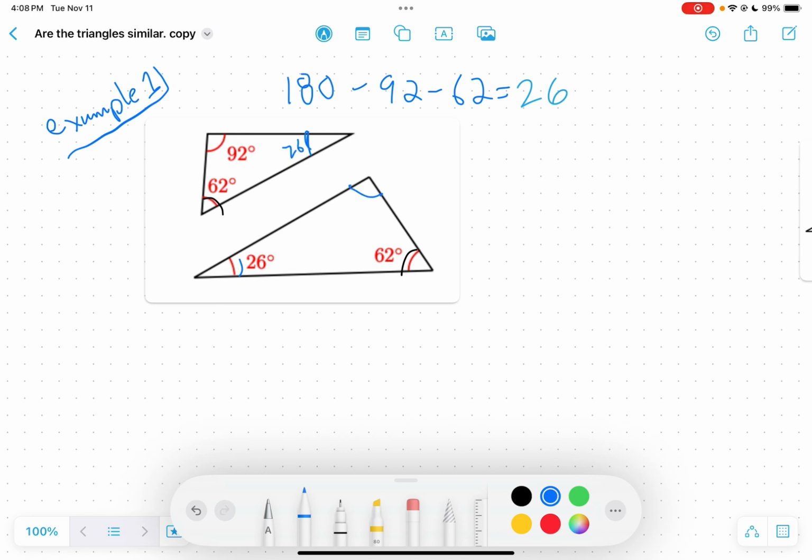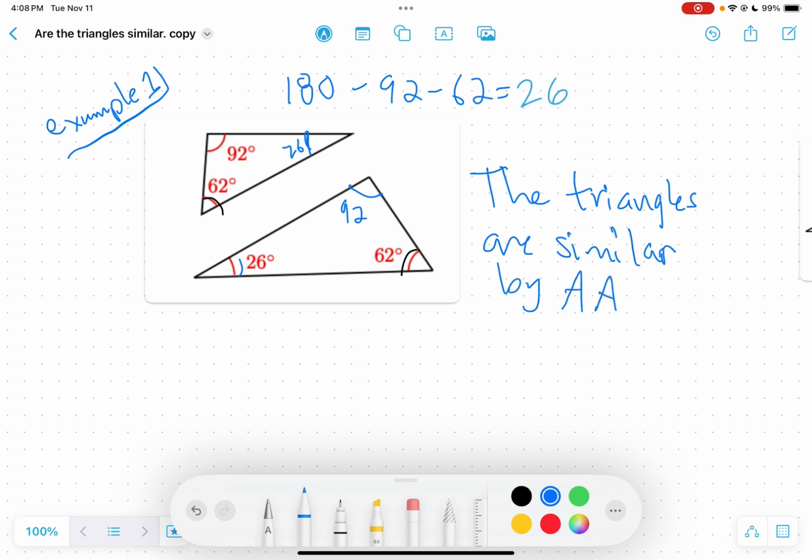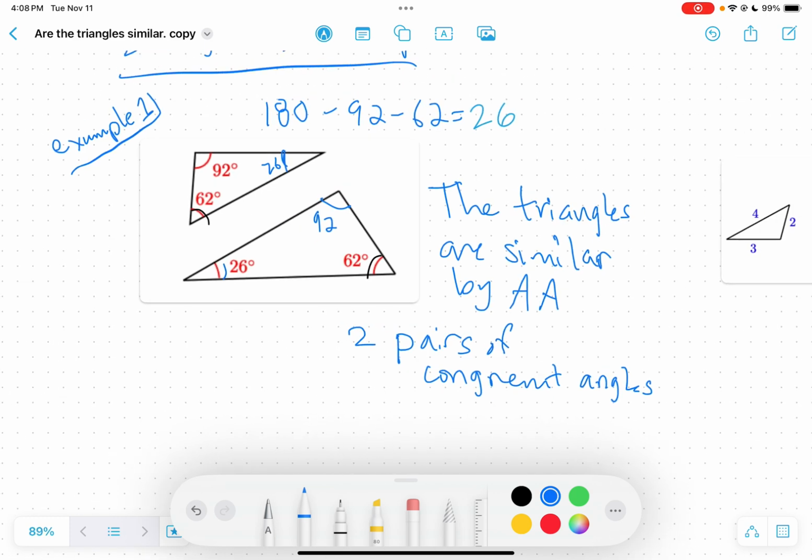So I can see that this 26 goes here, so I don't even need to find this one. I already know it's going to be 92. So these triangles are similar by angle, because they have two pairs of congruent angles. I don't know anything about the sides, and I couldn't solve for the sides because they didn't tell me anything. But I know that they're going to fit into the same ratio because they have the same angles.